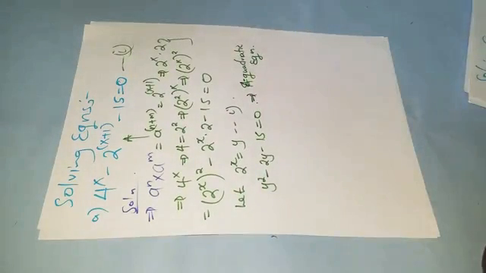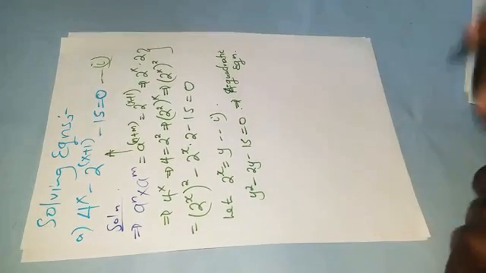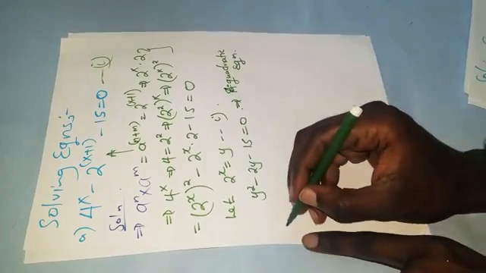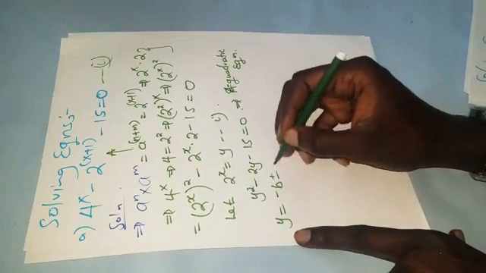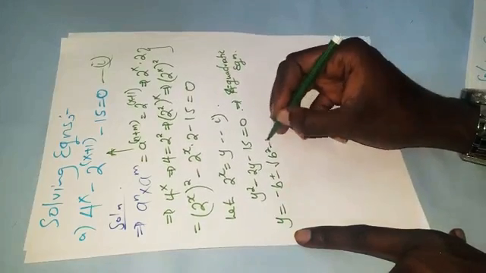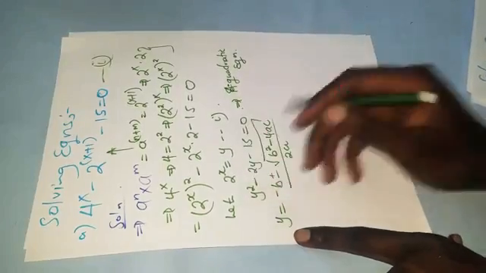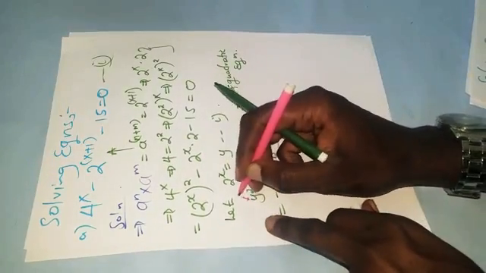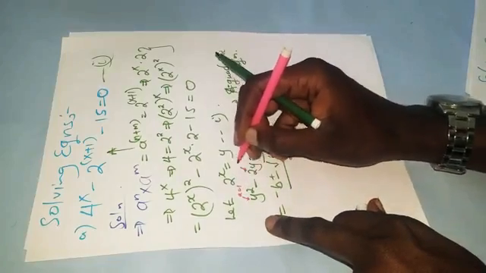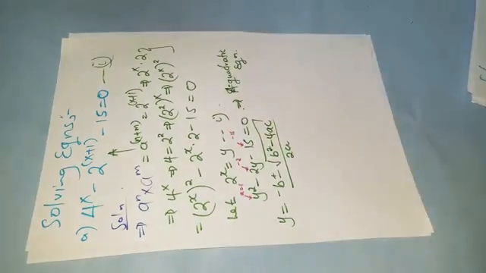From there you can use different formulas. I'll use the quadratic formula for this case. Someone else can try out the other method of factors and so on. So when I use that, y equals negative b plus or minus the square root of b squared minus 4ac, the discriminant, over 2a. My coefficient a is 1, coefficient b is negative 2, and the constant c is negative 15.